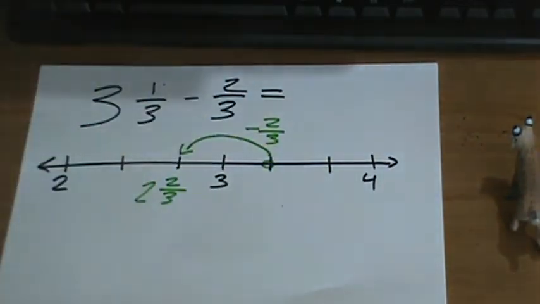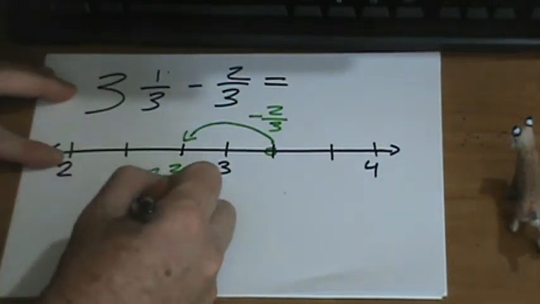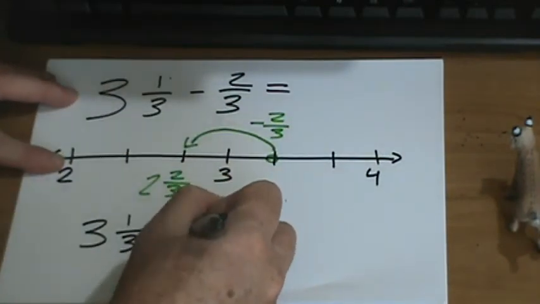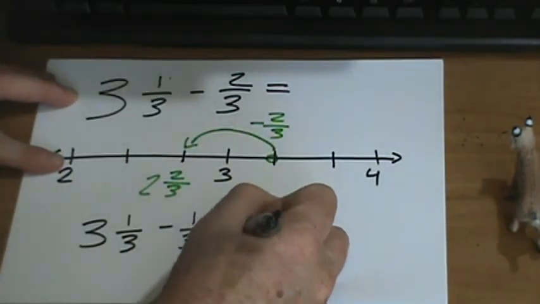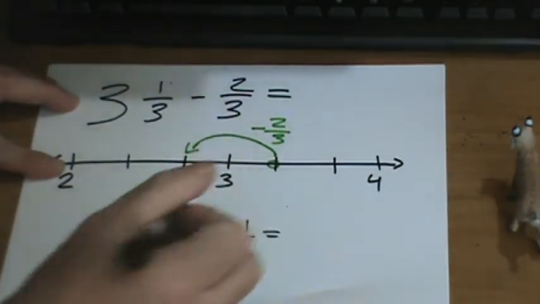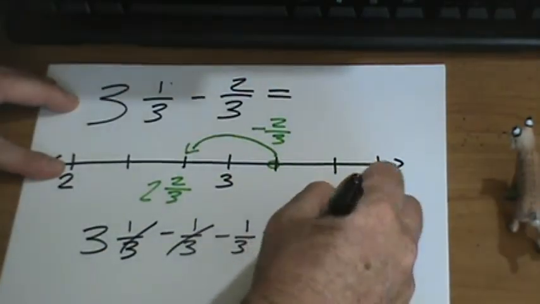And we can even take this a little step further and do the breakdown. I could go 3 1/3. And remember, I'm subtracting 2/3, which is 1/3 plus 1/3. Well, 3 1/3 takes care of that. I'm left with just 3 minus 1/3, which is 2 2/3.